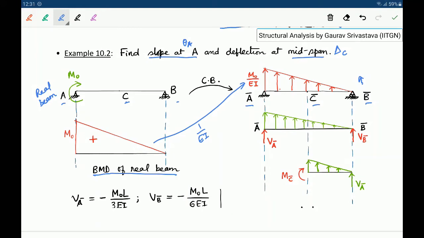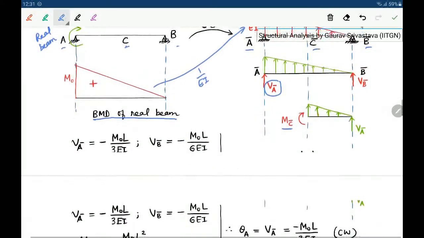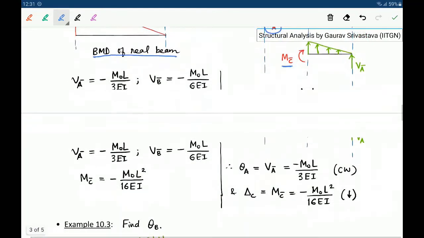And again as earlier, to find theta A, we want to find VA bar. The shear force at point A bar will be the same as the slope at point A. This can be calculated by force balance, and delta C will be MC bar, which can also be calculated by moment balance type relations. So eventually we get theta A and delta C.